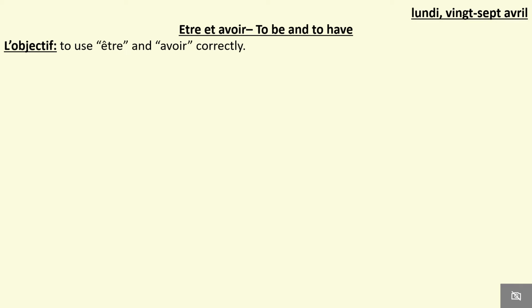Okay, Year 9, do not forget your date in French in the top right hand corner. So today is lundi 27 avril, Monday the 27th of April. And your title, être et avoir, to be and to have. Make sure both your date and your title are underlined neatly. And then write down your objective. L'objectif, to use être et avoir correctly. Pause to write those down and then press play when you're ready for the do now.